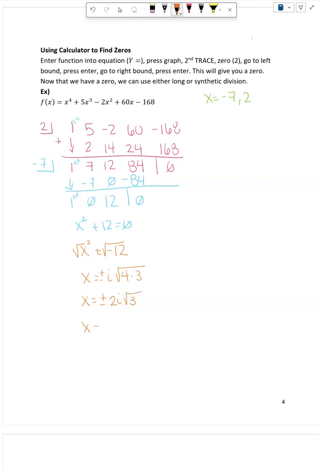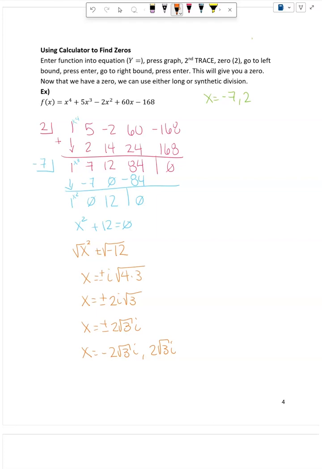Or, I like to write it better, like plus minus. Well, we probably should do them separate. Well, let's do it plus minus first. 2 square roots of 3i, right? i goes in the back. And then you can write it as 2 separate: negative 2 square roots of 3i, and then 2 square roots of 3i. Okay.